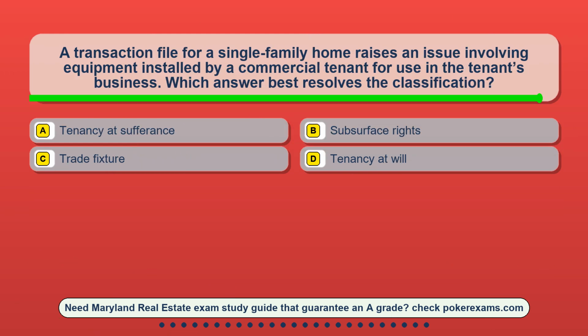Question 11. A transaction file for a single-family home raises an issue involving equipment installed by a commercial tenant for use in the tenant's business. Which answer best resolves the classification? Option A, tenancy at sufferance. Option B, subsurface rights. Option C, trade fixture. Option D, tenancy at will.